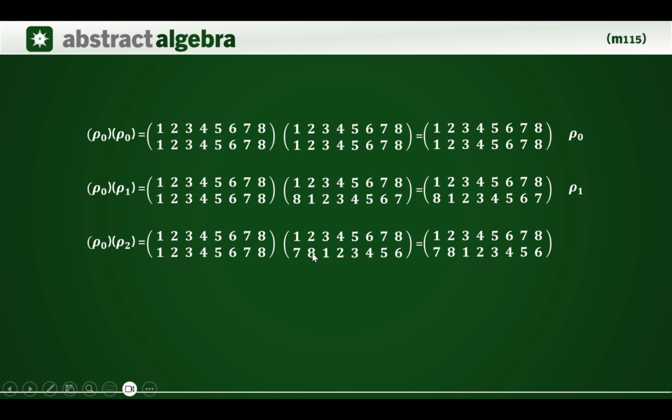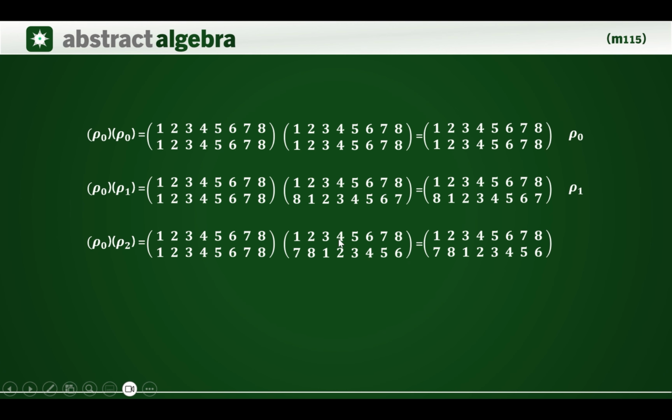So 2 maps to 8. So we're going to find the 8 here. So 8 maps to 8. Therefore, 2 maps to 8. Next, 3. So 3 maps to 1. Then we are going to find the 1 here. So 1 maps to 1. So 3 maps to 1.